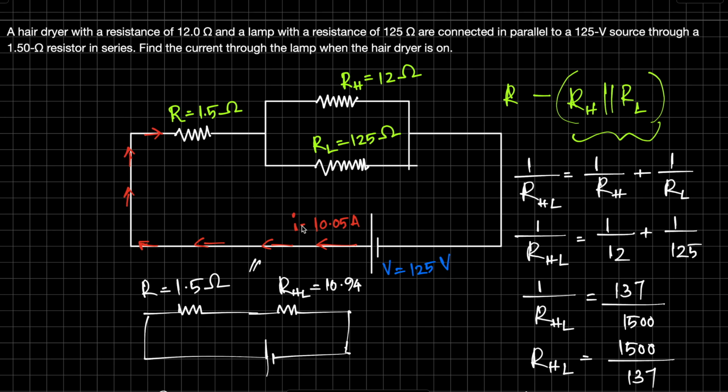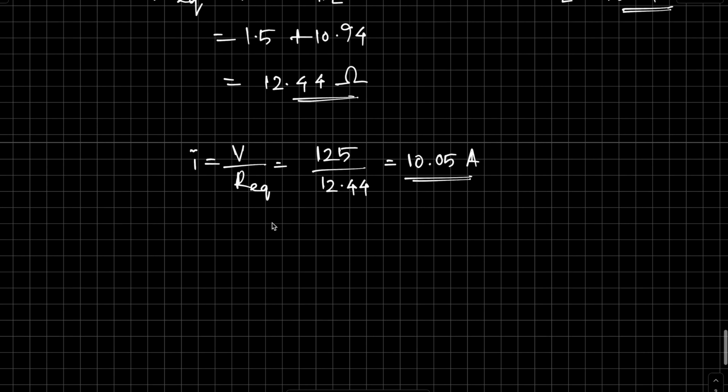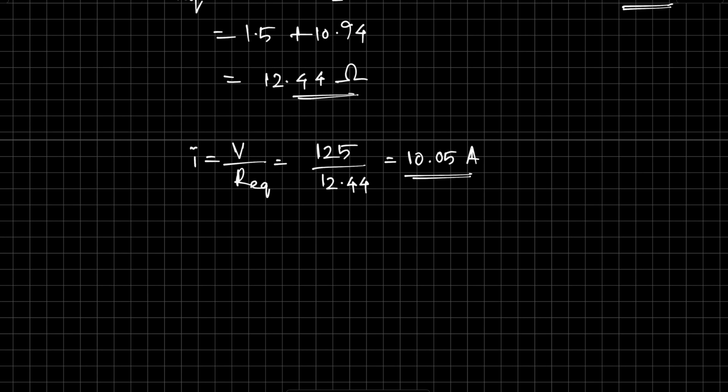Let's call it I. So the current flowing through R would be 10.05 as well. There's no other path for the electrons to flow through. So how do you find the voltage drop across this resistor? Let's call it VR. We can use Ohm's law. How do you find VR?